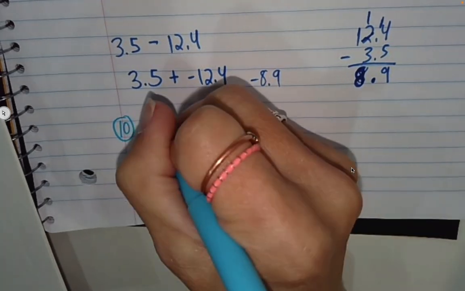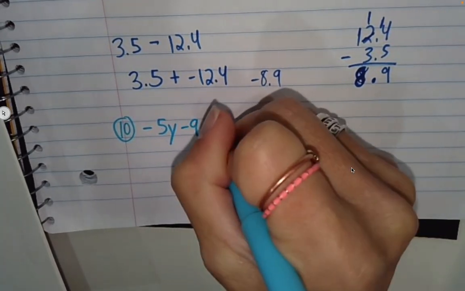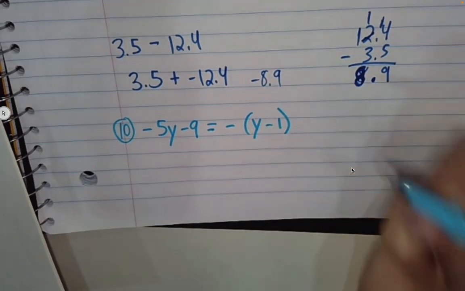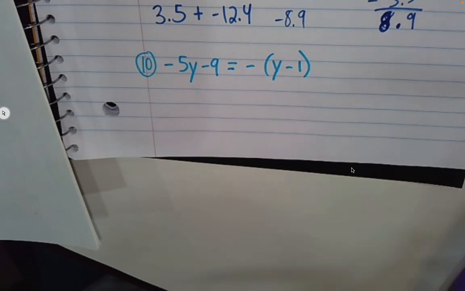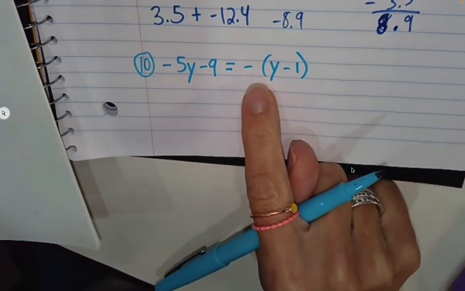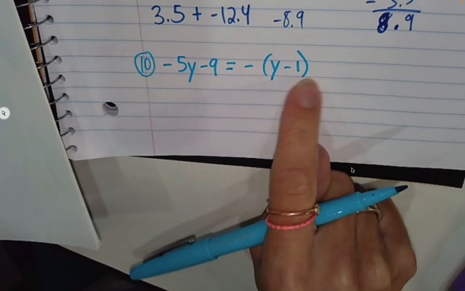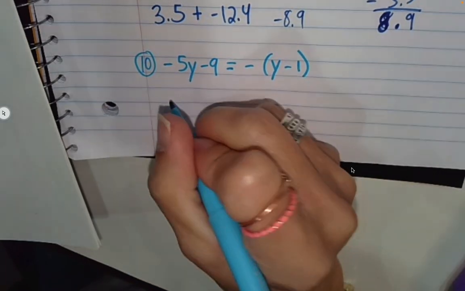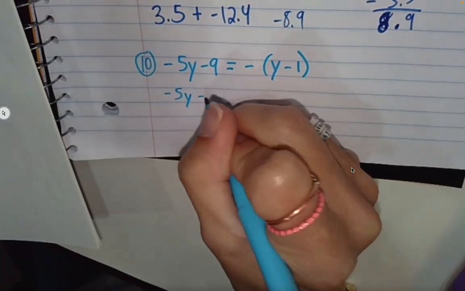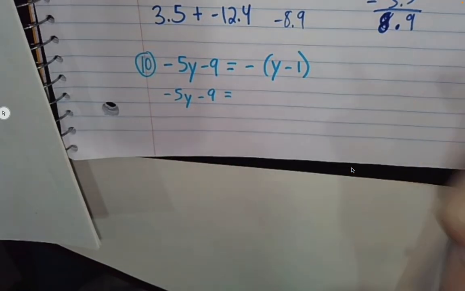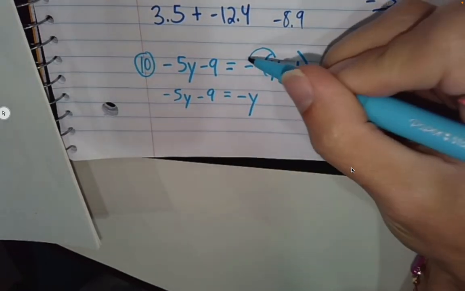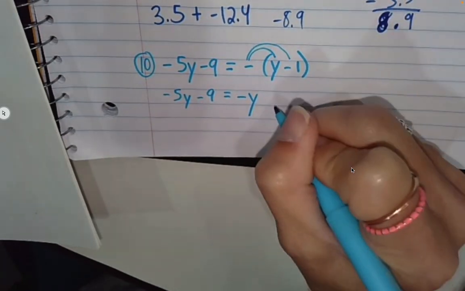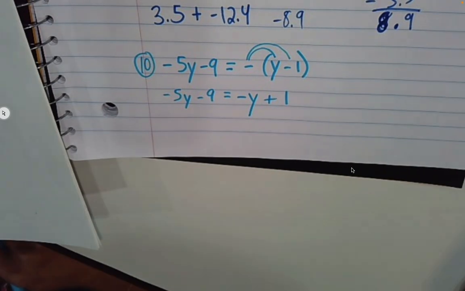So this one says negative 5y minus 9 equals negative (y minus 1). Again, this one's not on there, but they just want us to solve for y, okay? So when I see parentheses, I know that I have to distribute whatever's out there, which is a negative sign. So I'll get negative 5y minus 9 equals, and distribute. That becomes a what? Negative y. And what happens when I have a negative times a negative? It becomes a positive 1. Is everybody okay so far? Just changed everything in parentheses.